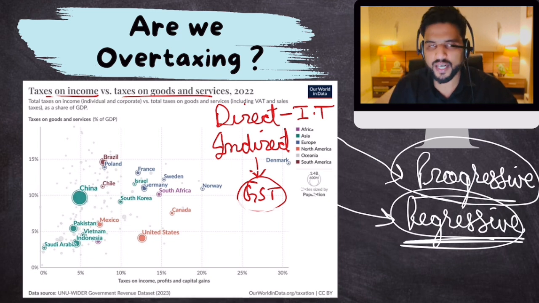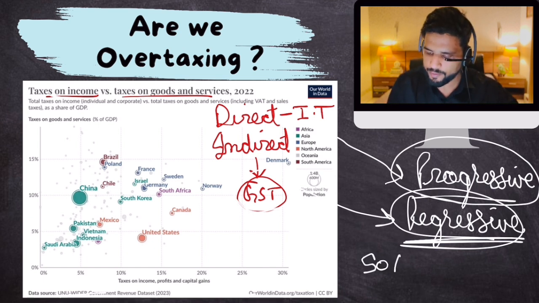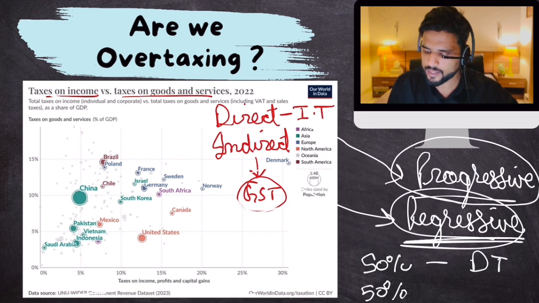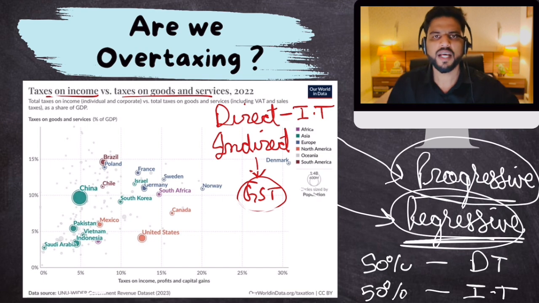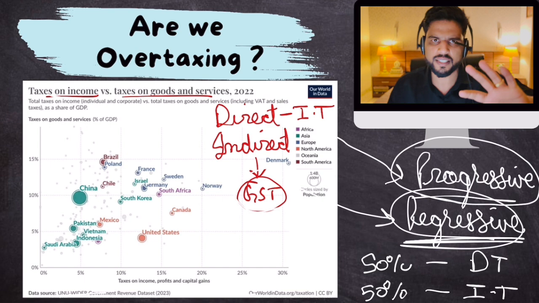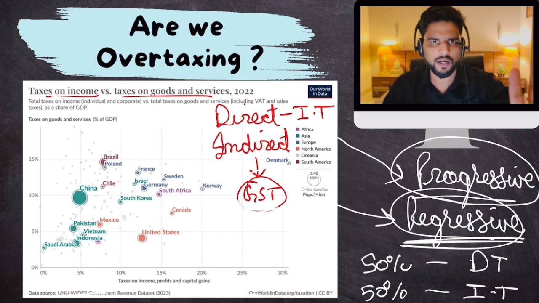Now, as far as this chart is concerned, India's data is not available with the World Bank and UN. But we know from Government of India's data that when it comes to total tax revenue, in India, 50% comes from direct taxes, 50% comes from indirect taxes. Okay, they are roundabout similar. So India is neither progressive completely nor regressive completely. So India is doing okay in that regard.